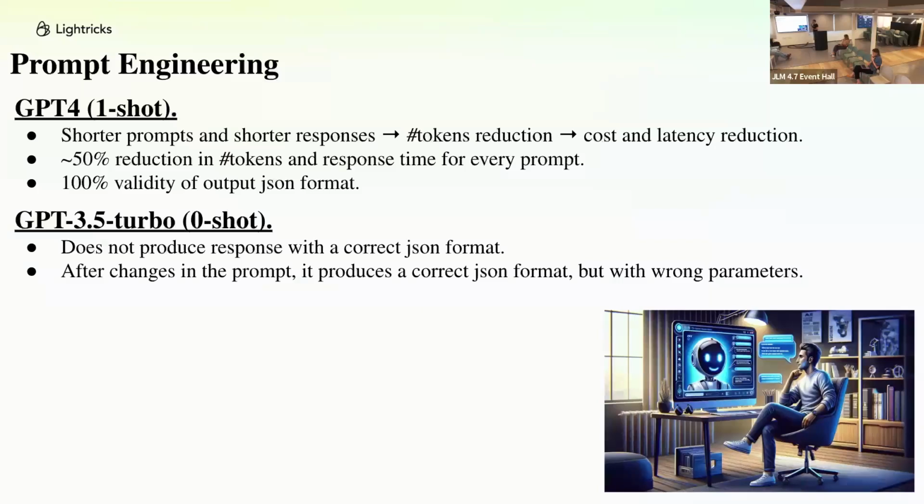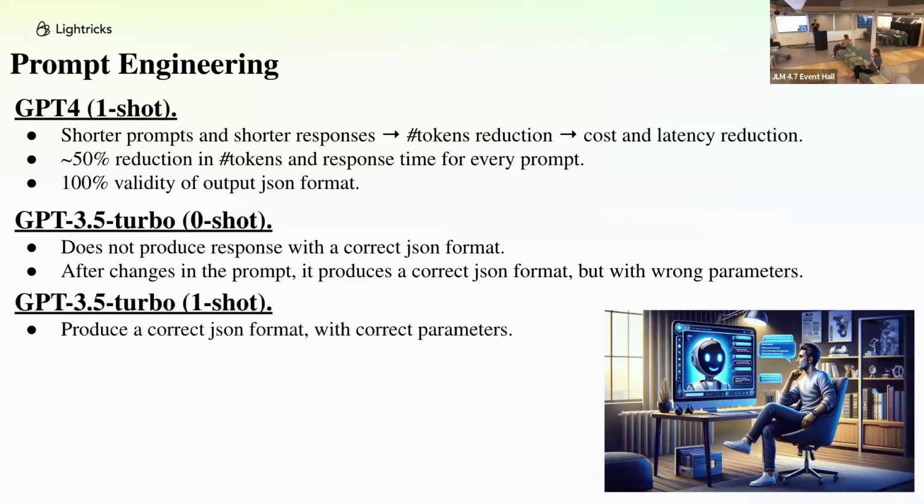Okay, and then I moved to check GPT 3.5 Turbo, which is a smaller model and much cheaper, because we want to see if we can achieve reasonable performance with smaller models. Of course, it's better. But unfortunately, with the same zero shot prompt as GPT-4, it does not produce the response with the correct JSON format at all. But then after some changes in the prompt, it successfully produced the correct JSON format, but with totally wrong parameter values. So I moved to the one shot, and then it produced the correct JSON format, and it also looks like the parameters are okay now.